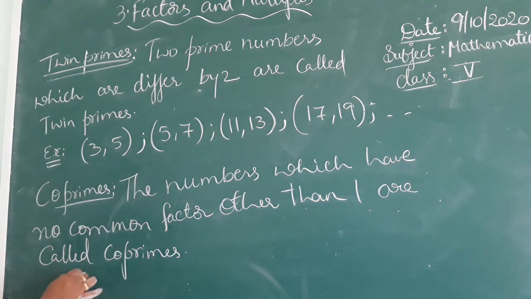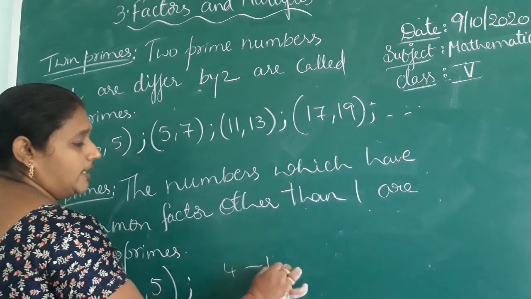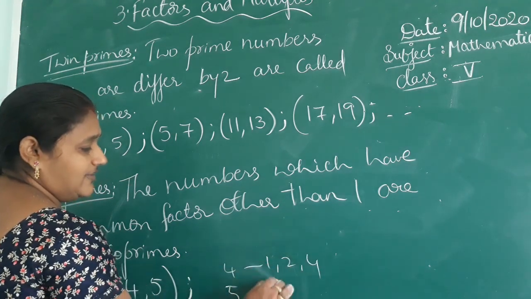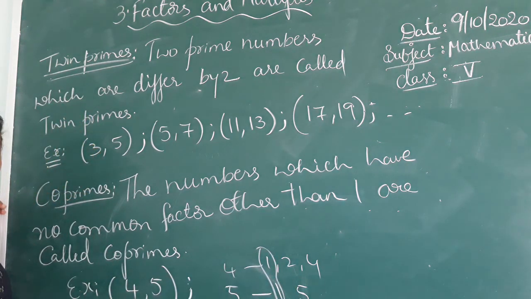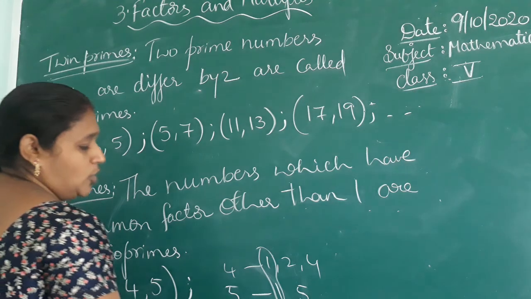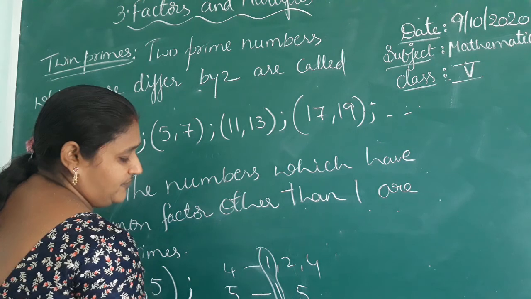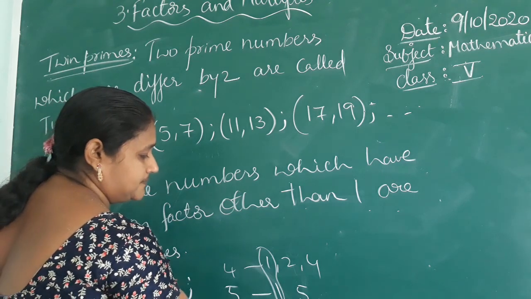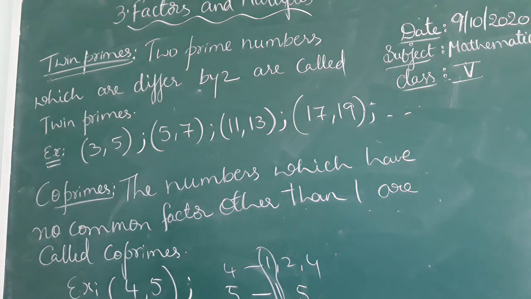For example, 4 and 5 have no common factor. What are the factors of 4? 1, 2, 4. Factors of 5: 1, 5. Which are common in these two? 1 only. So this type of numbers are co-primes. Common factor is only 1, therefore 4 and 5 are co-primes. Like that you have to choose numbers.